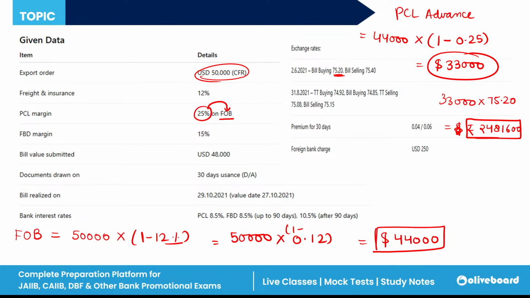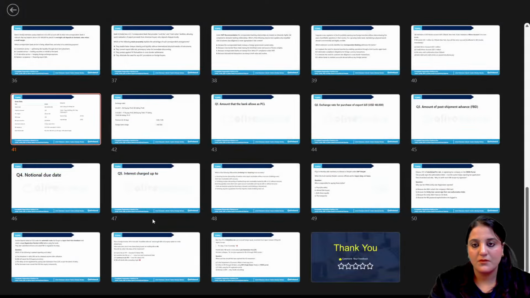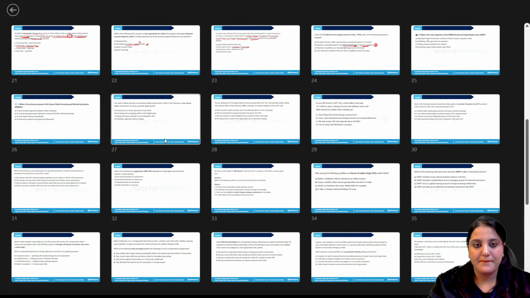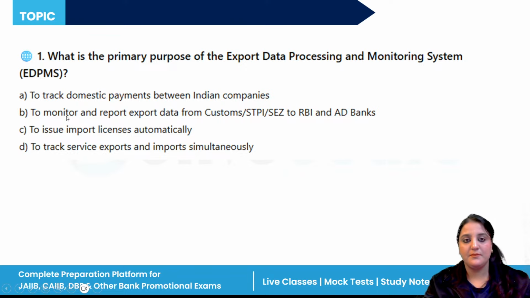So this is the question where we have to calculate FOB or bill buying rate, FBD. They can ask these types of questions. I saw this question in one previous year analysis, so that's why I put it here. I hope that it is clear. So what is the primary purpose of EDPMS?